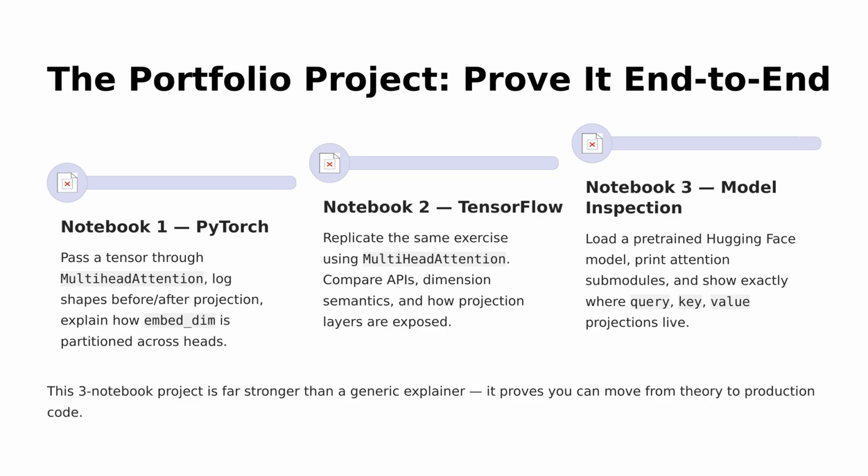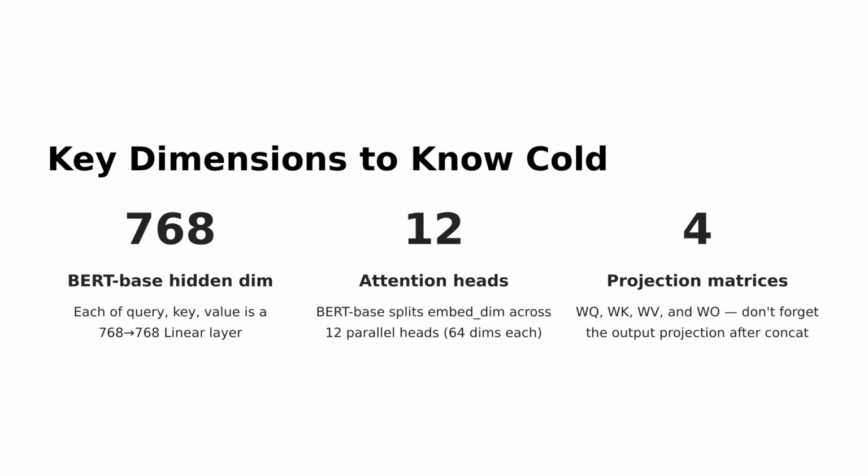This portfolio project is where you prove the concept end to end. In the first notebook, you'll use PyTorch to pass a tensor through MultiheadAttention, track the shapes, and show how embed_dim is split across heads. In the second, you'll recreate that in TensorFlow and compare the APIs and projection behavior. In the third, you'll inspect a pre-trained Hugging Face model and locate the actual query, key, and value projection layers.